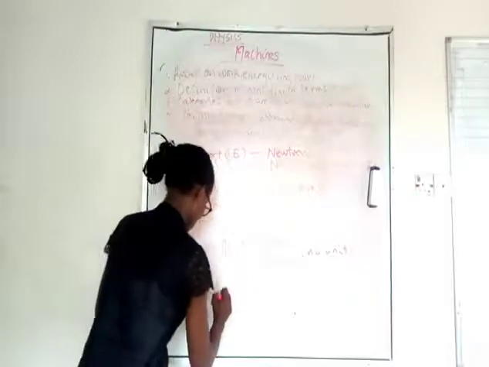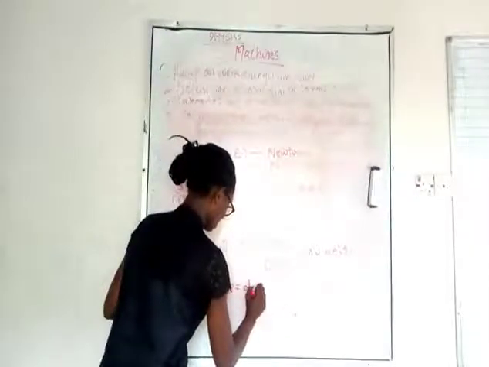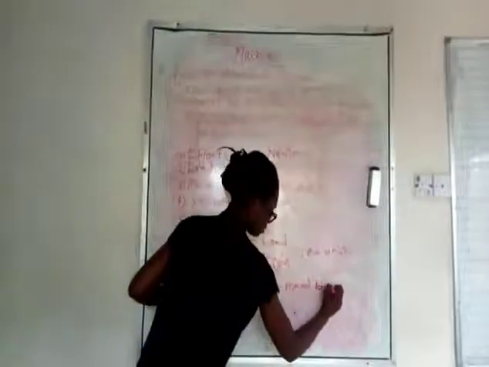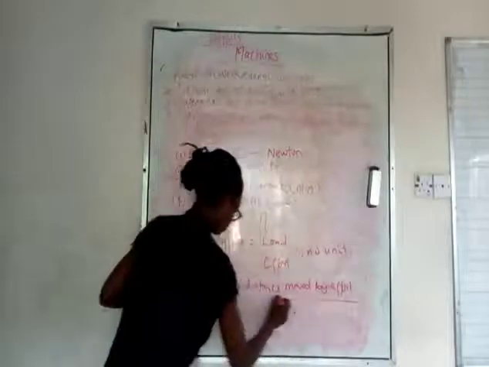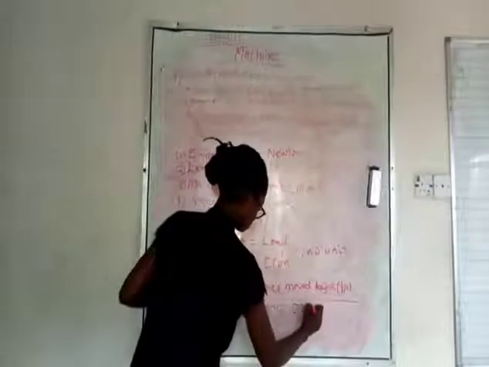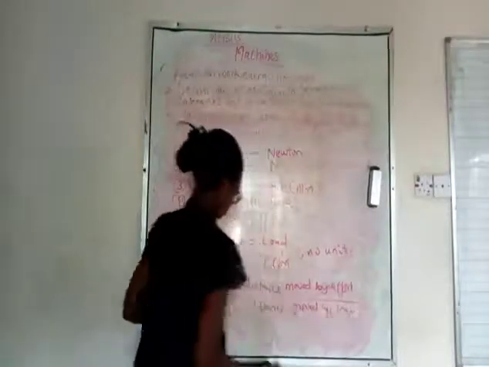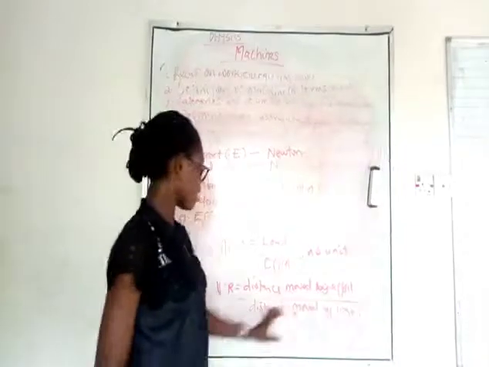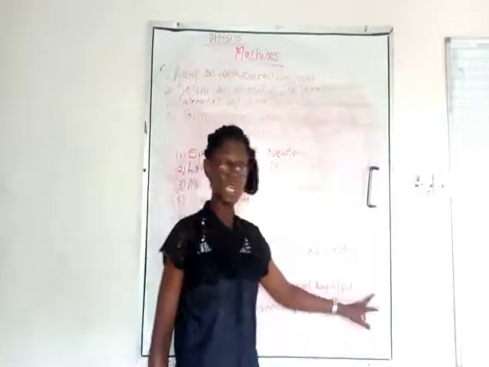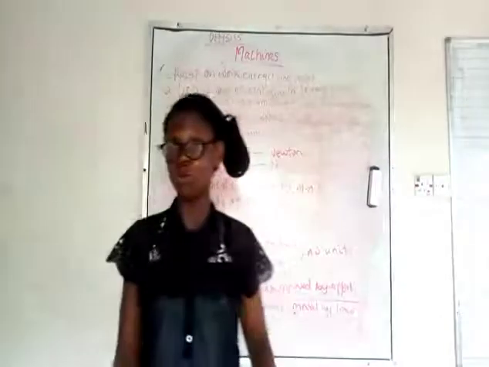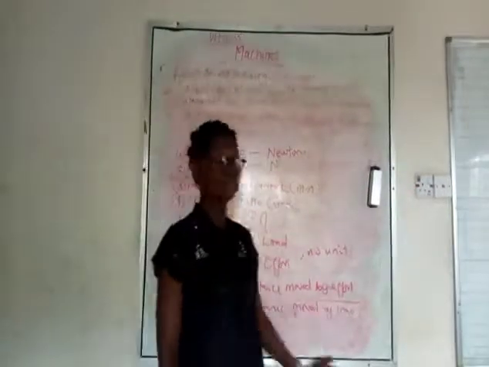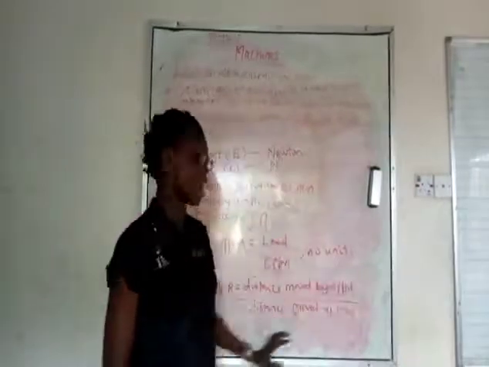So we say V.R equals distance moved by effort all over the distance moved by load. Again, because distance moved by effort is in meters and your distance moved by load is in meters, your velocity ratio also has no units. Your velocity ratio is the distance moved by effort to the distance moved by load.